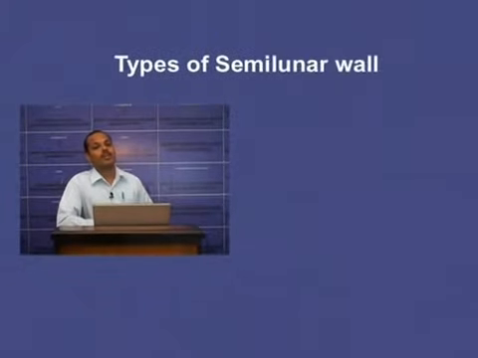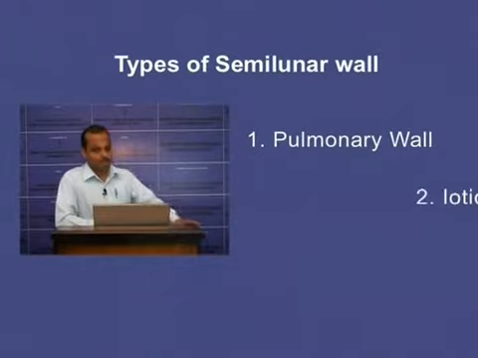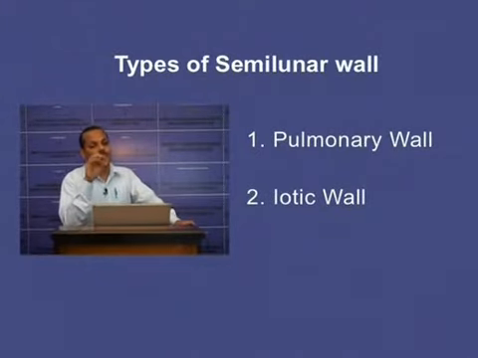Now, the first type of valve is the valves between the atria and ventricle. There were 2 valves, and the second type of valves present in the heart is the semilunar valve. There are 2 types of semilunar valves. These are the pulmonary valve and aortic valve. The pulmonary valve is present between the right ventricle and the pulmonary trunk, and the aortic valve is seen between the left ventricle and the aorta.